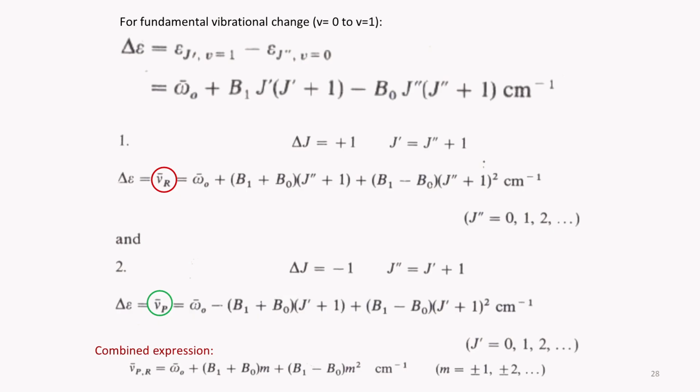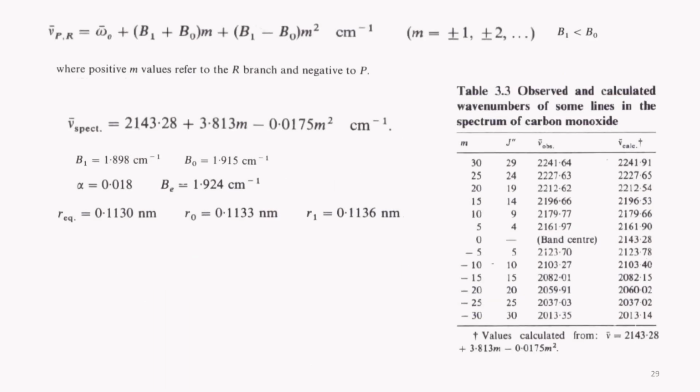Now think of B1 equal to B0. The Born-Oppenheimer approximation is valid, and there is no change of rotational constant with the vibrational energy level. B1 equal to B0 means this term vanishes, and then it becomes 2Bm. Now this combined expression will allow you to explain the spectrum.